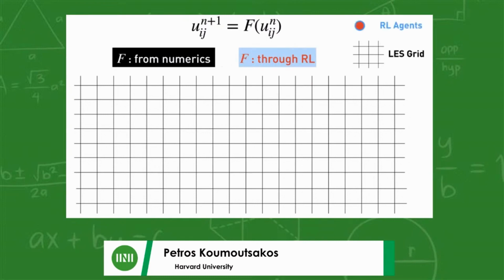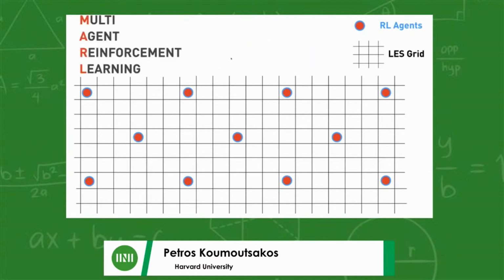So now the computational elements can have a dual role. They can be both discretization points and learning agents. And this is the idea of multi-agent reinforcement learning. So now I can use my grid not only to solve the equations, but also to learn quantities of interest.